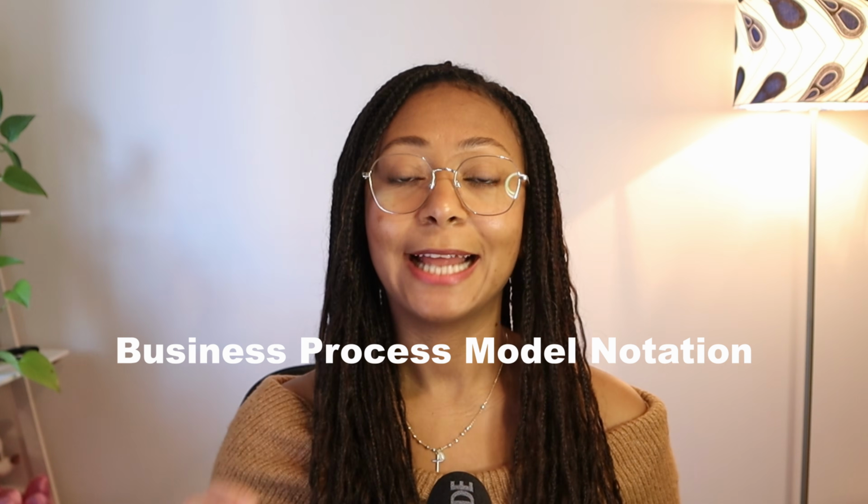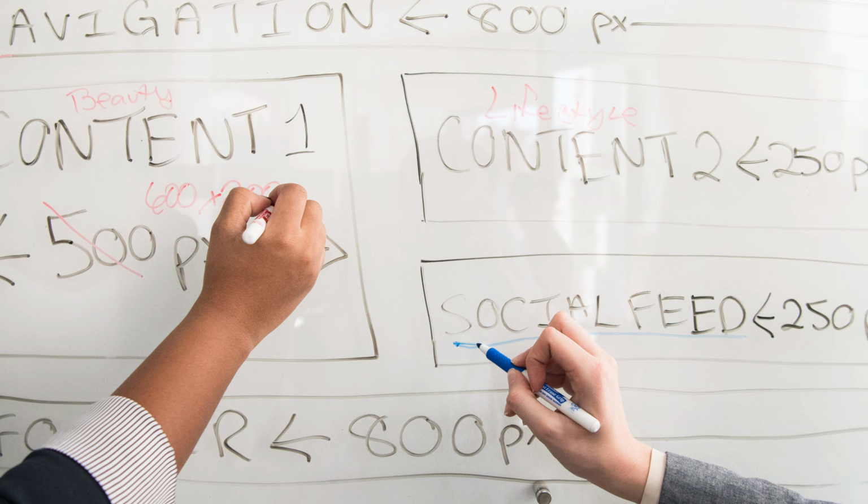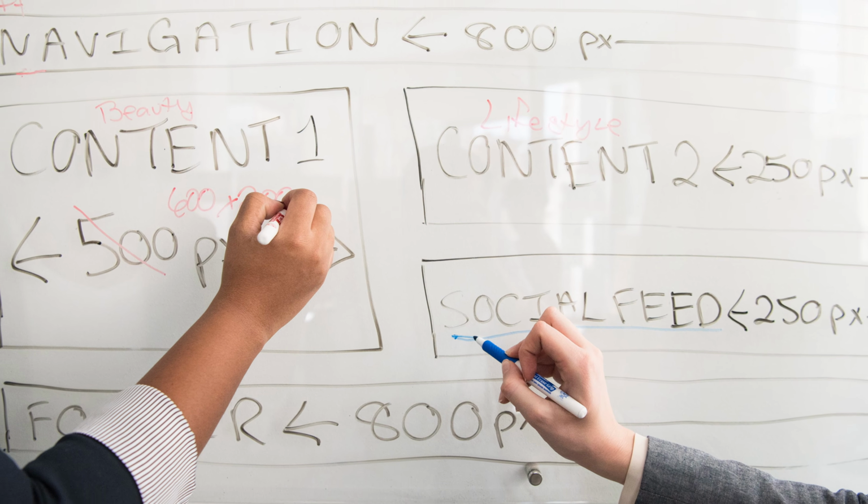BPMN stands for Business Process Model and Notation. It's a graphical representation for specifying business processes in a business process model. So essentially, it's a standardized method to map out the steps in a business process. But for BPMN, we use a set of symbols and notations that are easily understood by stakeholders. BPMN provides a uniform language for bridging the communication gap between business process design and implementation.